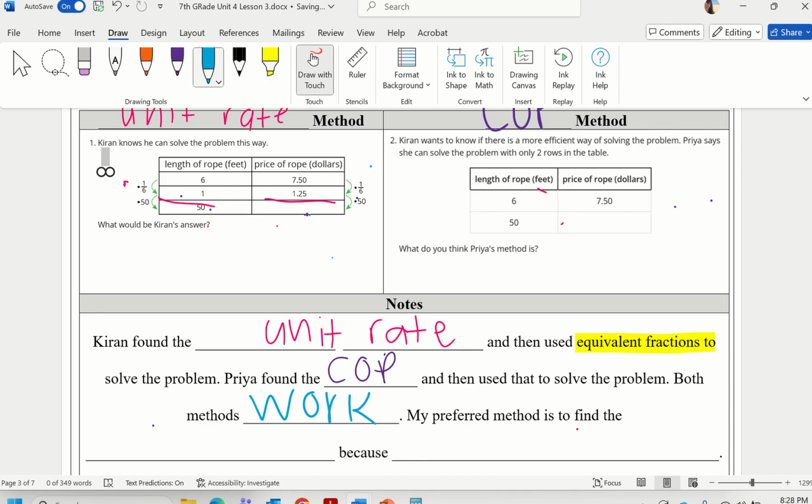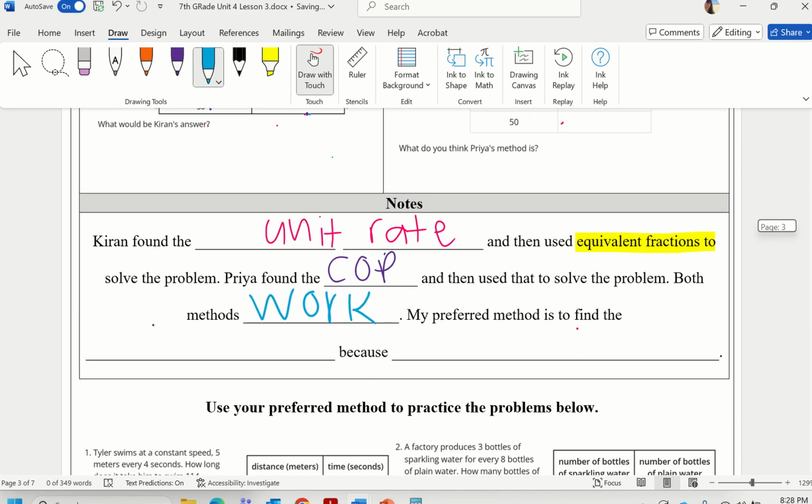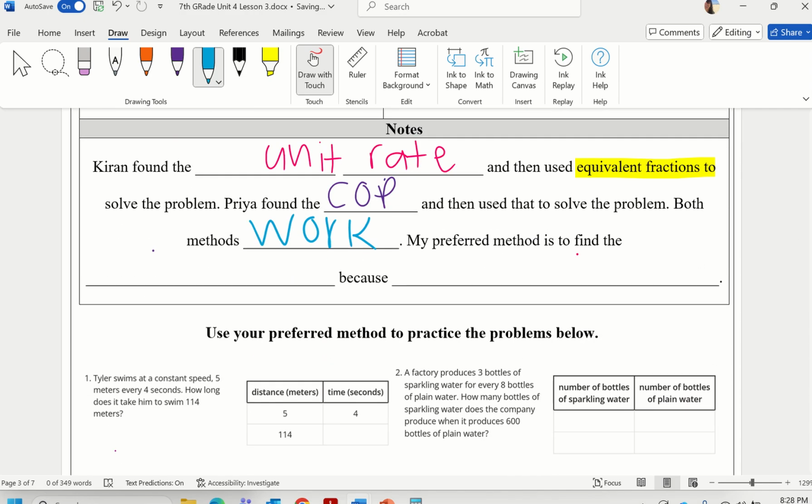So I want you to think about what your preferred method is. Which one do you like better? And on your paper, you are going to write that down. My preferred method is, you're going to write unit rate or COP, because blank.